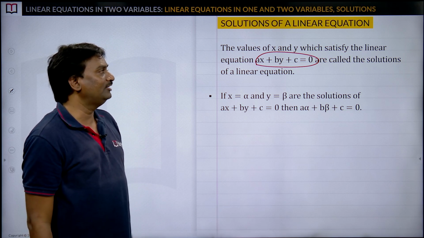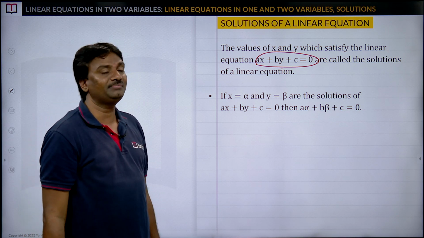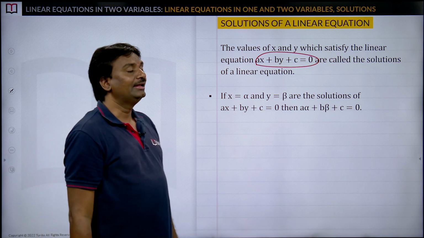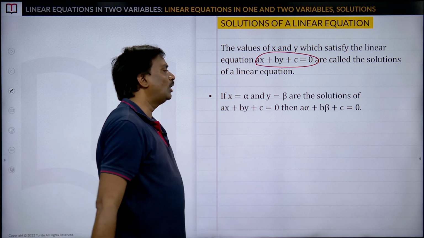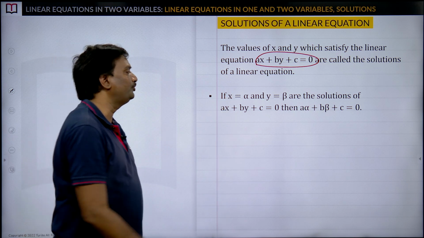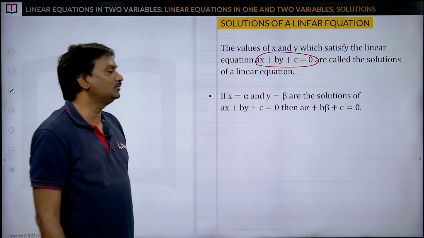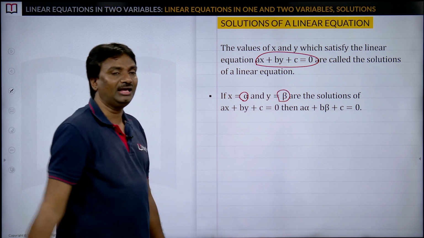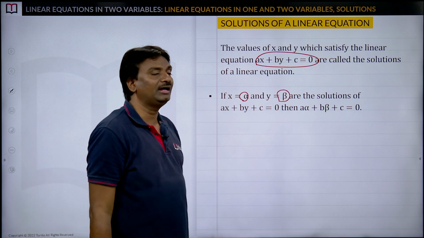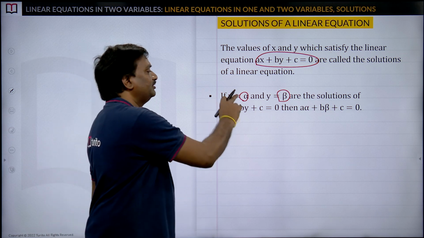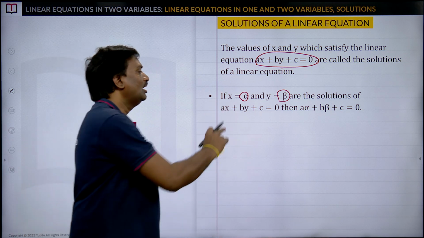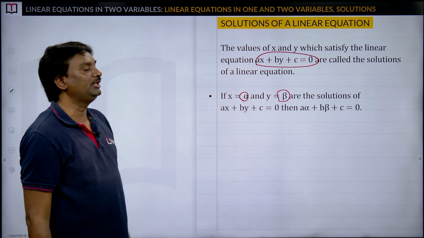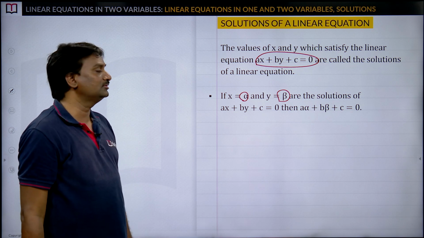The values of x and y which satisfy the linear equation ax plus by plus c equal to 0 are called the solutions of a linear equation. If x equal to alpha and y equal to beta are the solutions of ax plus by plus c equal to 0, then in place of x by writing alpha, in place of y by writing beta, you will get a alpha plus b beta plus c equal to 0, where alpha and beta are some constants.